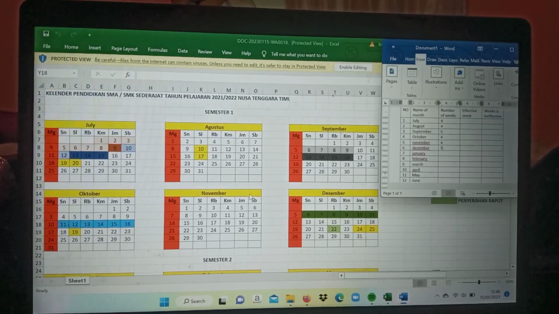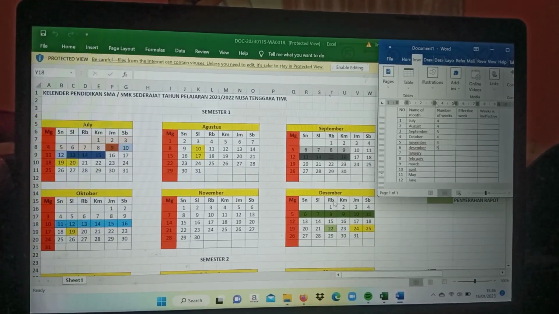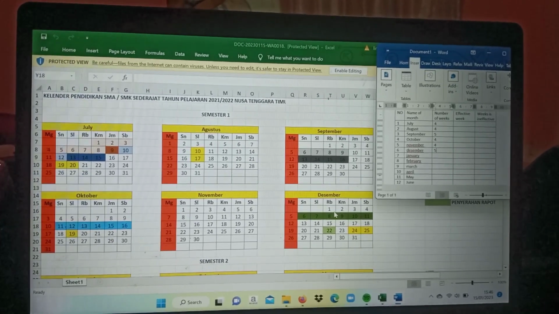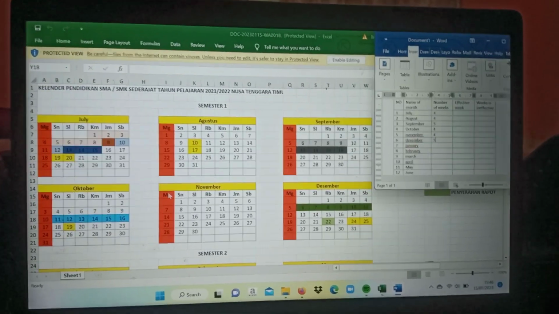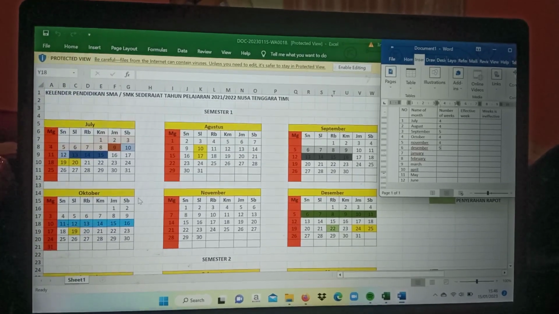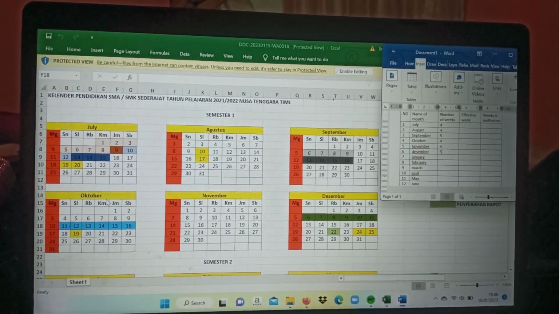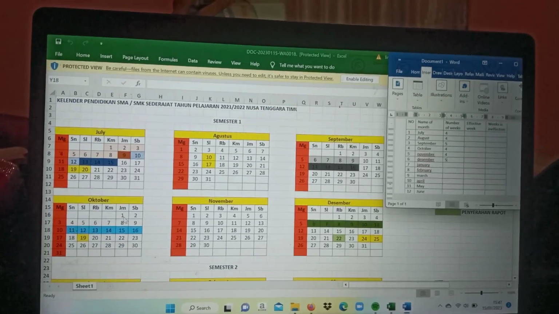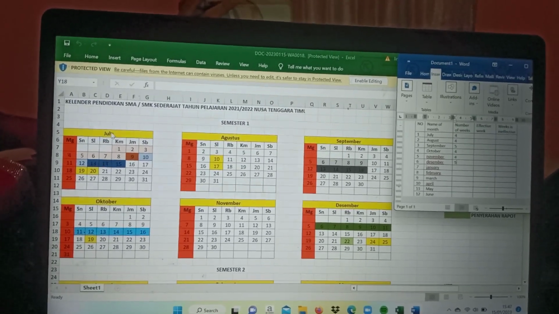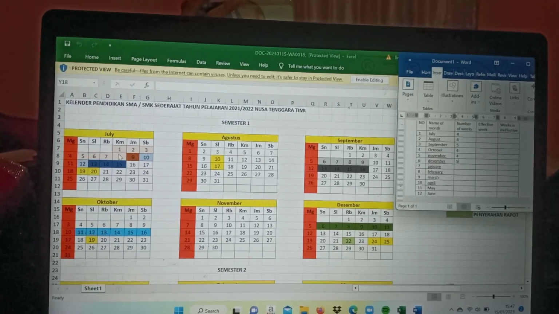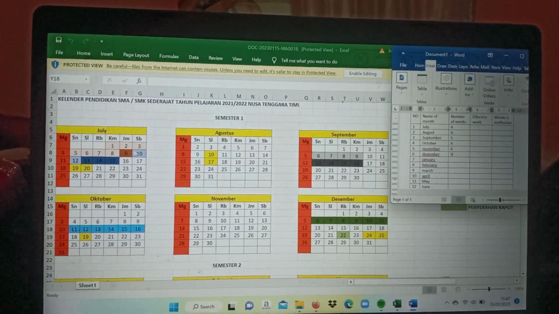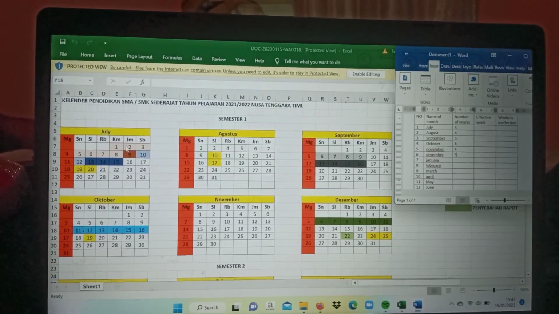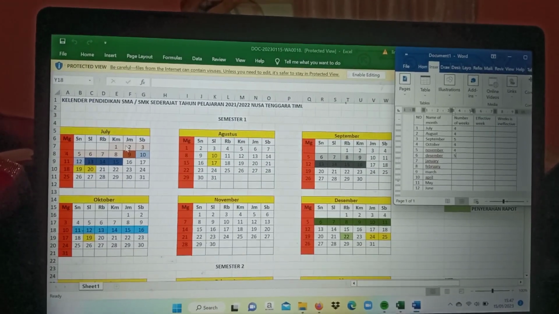It is very easy. If in 1 week there are 4 or more days, it can be counted as 1 week. But if it is less than 4 days, it cannot be counted as 1 week. So let's start from July. In July, the first week has 1, 2, 3, which is 3 days, so it cannot be counted as 1 week because it is less than 4 days.